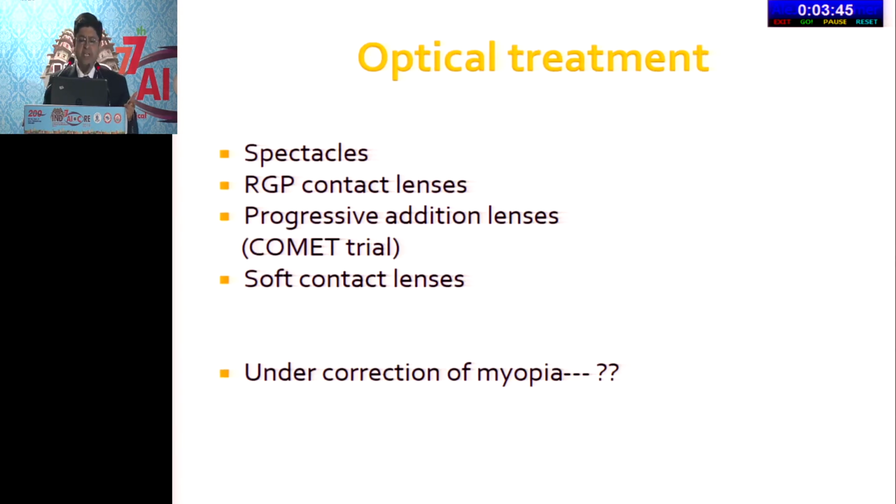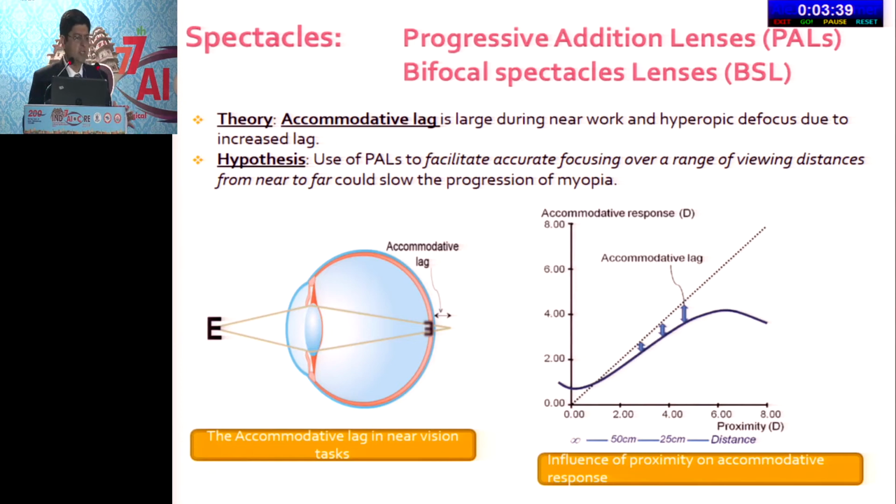So management can be spectacles, contact lenses, progressive add lenses, orthokeratology. I'll just run you through a few of the basic ideas for management, and of course the pharmacological modulation will be in the following conversation. So there are a lot of spectacles. We know that unifocal spectacles do not help, but there are two kinds of spectacles that have been evaluated. One are the progressive add lenses.